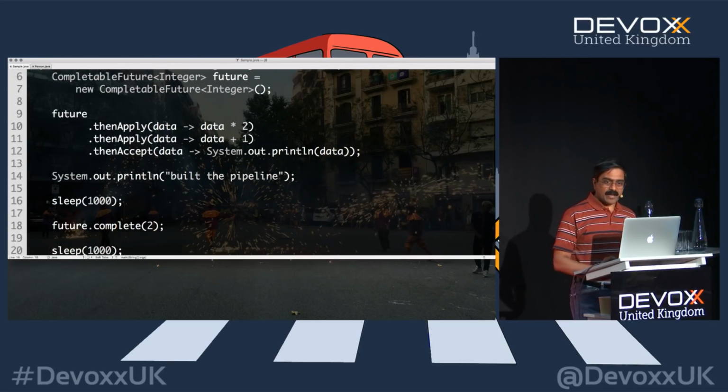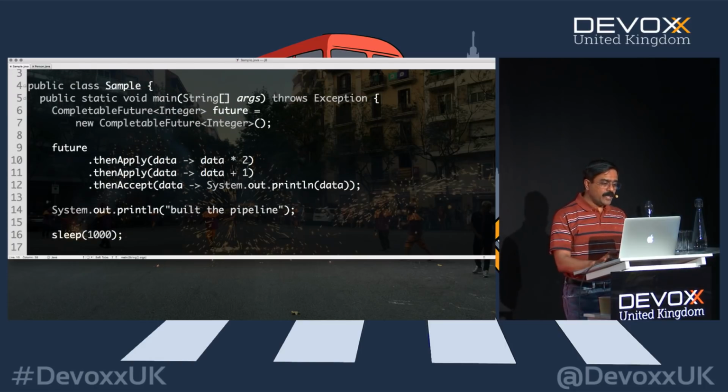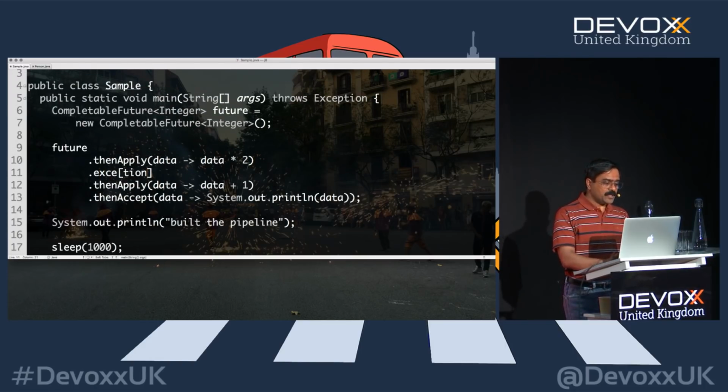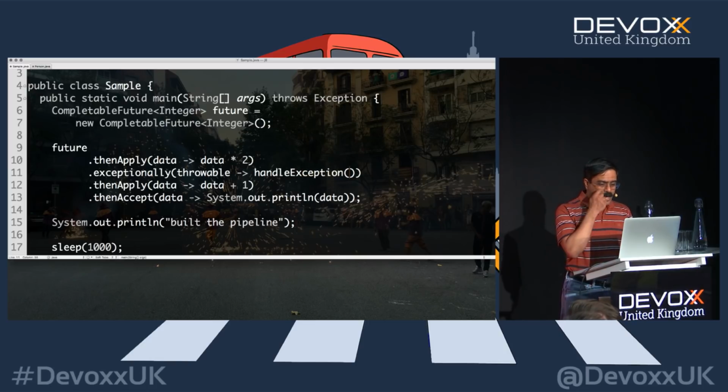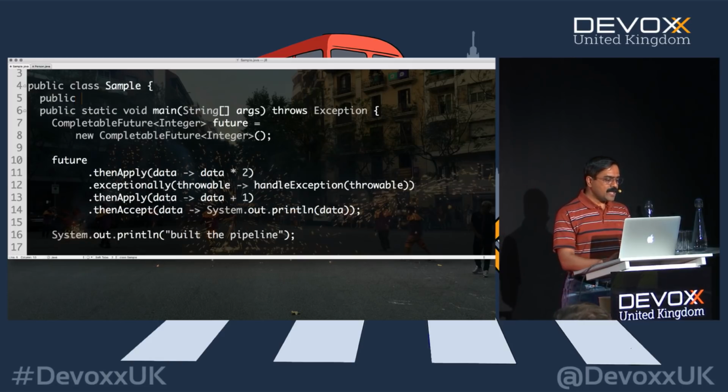Now, what about exception handling in here? So what I'm going to do here is to say dot exceptionally, and exceptionally what? I'm going to say a throwable, and I will call this handle exception. And what am I going to do now? Well, in this case, I'll pass the throwable to it. What does this handle exception do for me? Well, I'll say public static int handle exception. This is going to become the throwable that I'm going to pass to it.